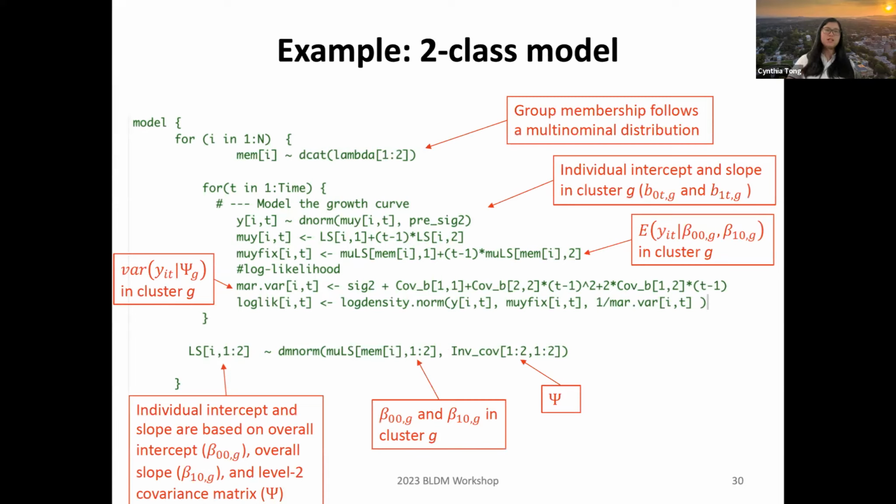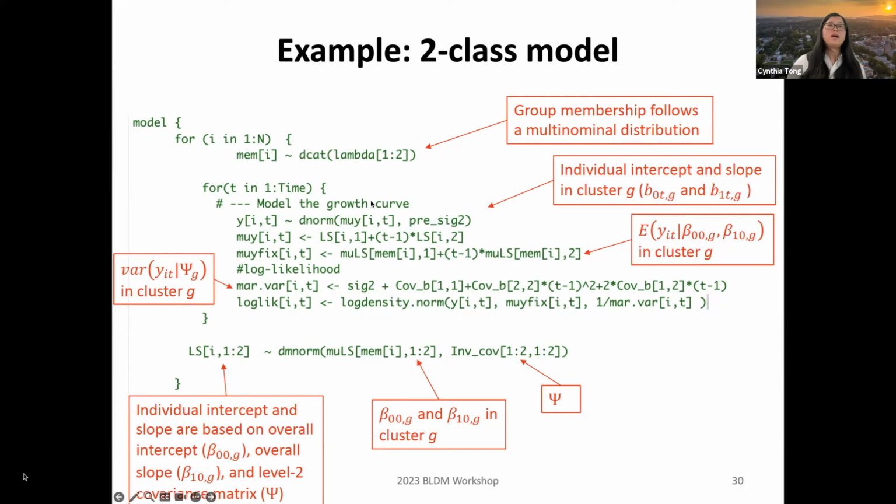Okay, so let's first look at the 2-class model. How do we fit a 2-class growth mixture model? We start again from the model part in JAGS, and for subject i, now we have to specify the class membership, or the group membership. It follows a multinomial distribution with parameters lambda. Since this is a 2-class model, we only have 2 lambdas. Lambda 1 is the probability for class 1, and lambda 2 is the probability for class 2.